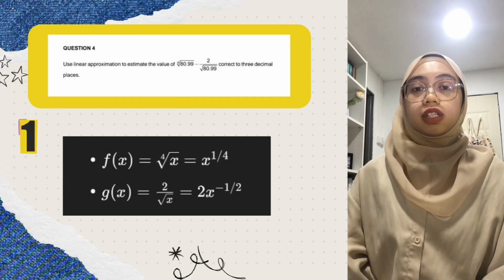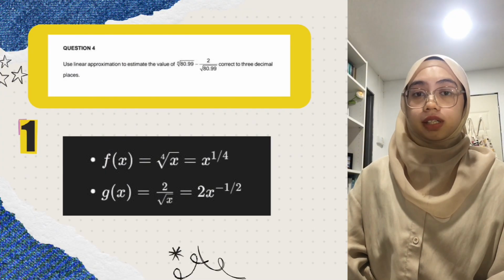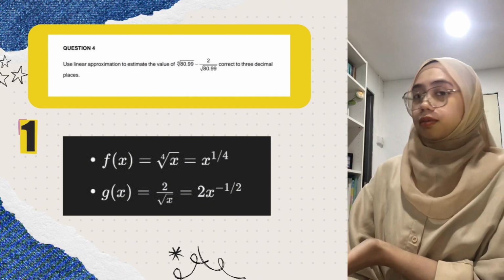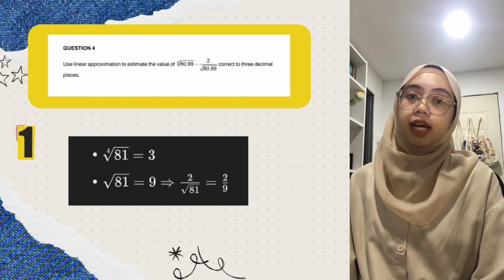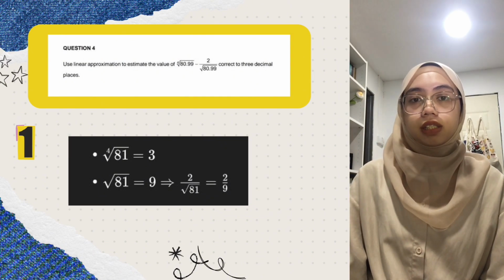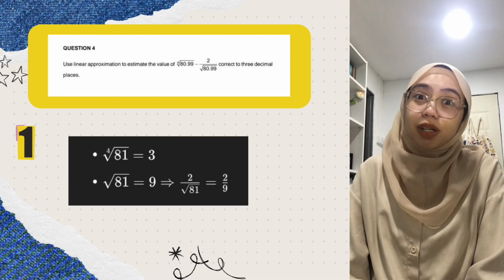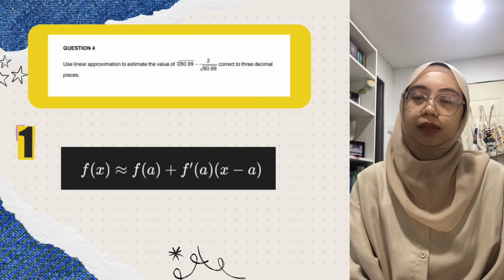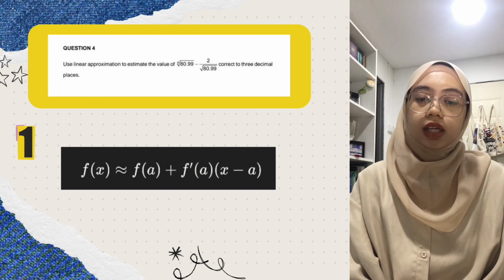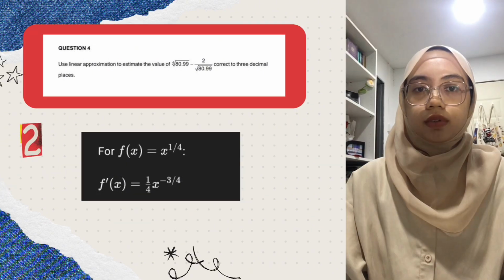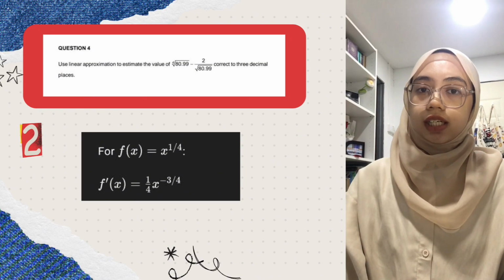Let's move on to the next question, which is question 4. There are actually 3 steps to tackle this question. Let's go through them one by one. For step 1, we need to understand the expressions. We are working with 2 tricky expressions. We'll approximate both at x equals 81 because 81 is a perfect power, so it's easy to work with. And we will apply the linear approximation formula, which is f(x) equals f(a) plus f prime(a) times x minus a. For step 2, we need to differentiate the functions.